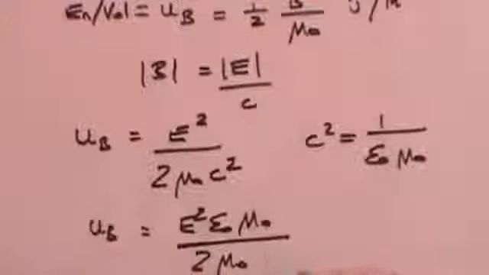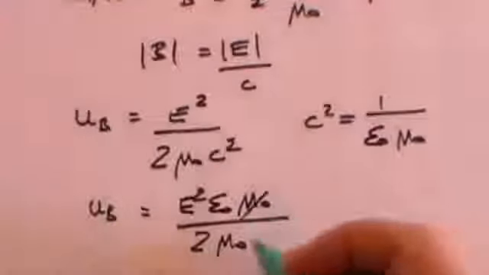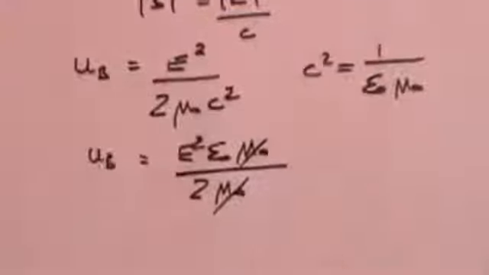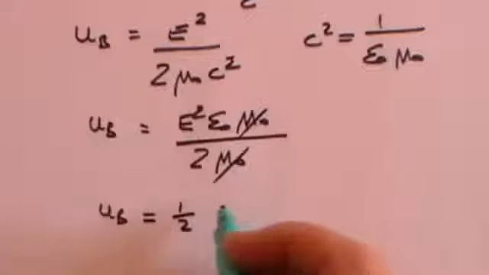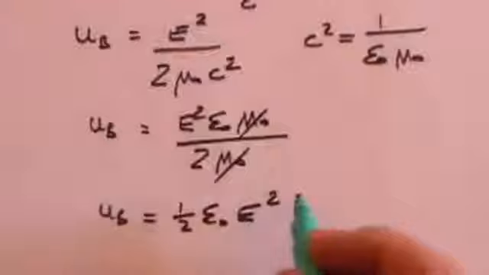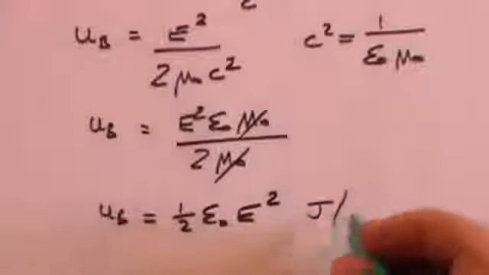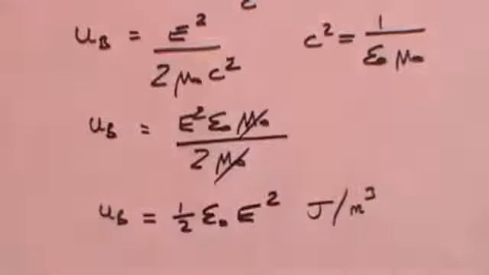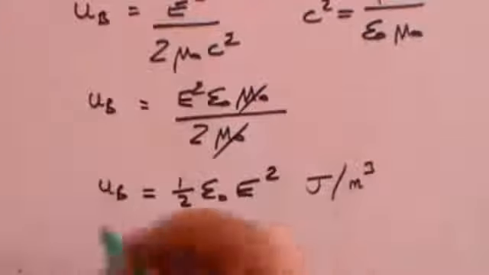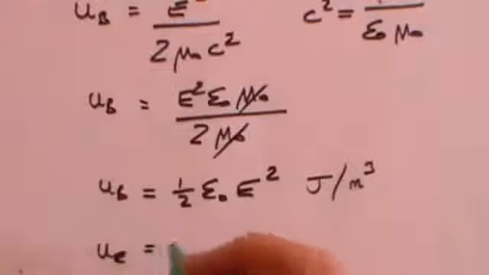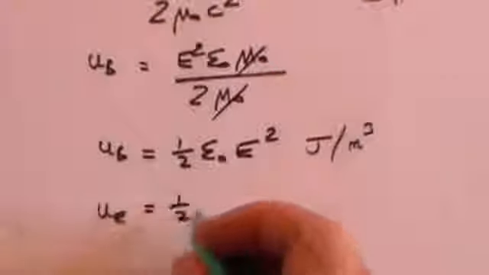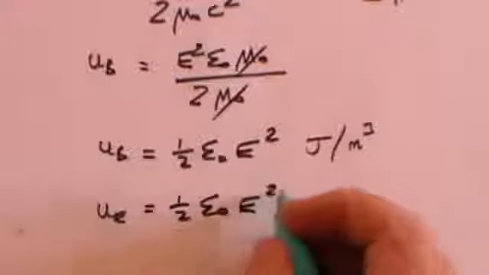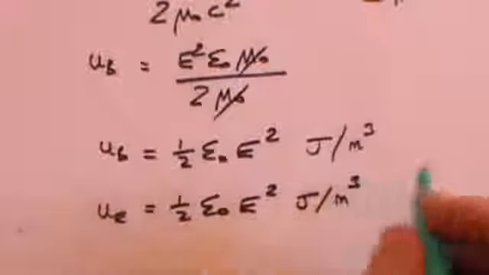2 mu naught. And of course the mu naughts now are going to cancel, and now we get that the energy stored per unit volume in the magnetic field is 1/2 epsilon naught E squared joules per meter cubed. And that is exactly the same as what we just established a few minutes ago for the energy per unit volume in the electric field. That was also 1/2 epsilon naught E squared joules per meter cubed.